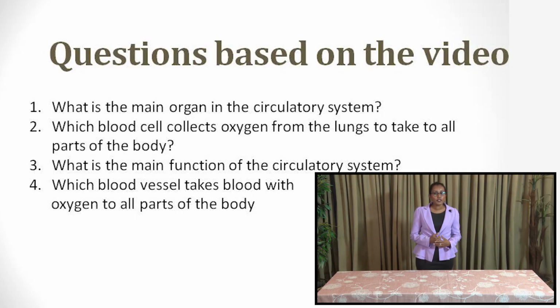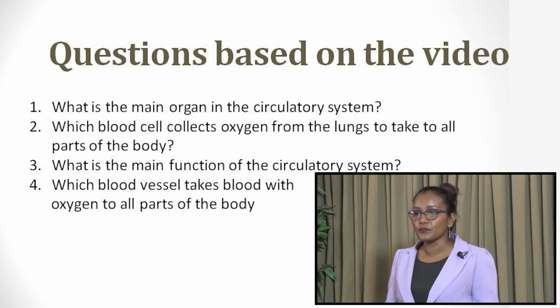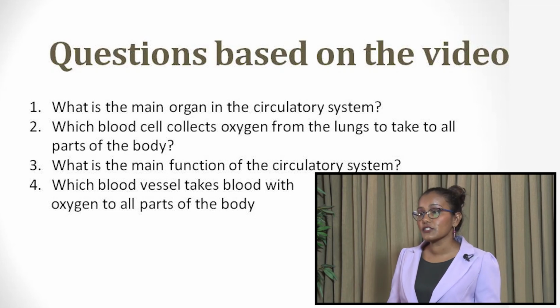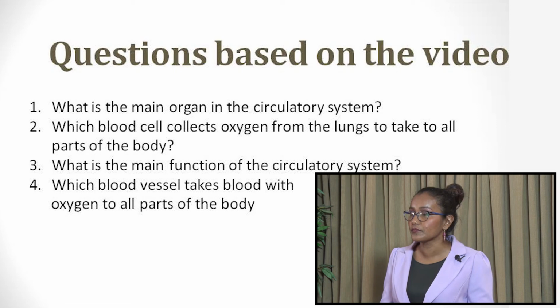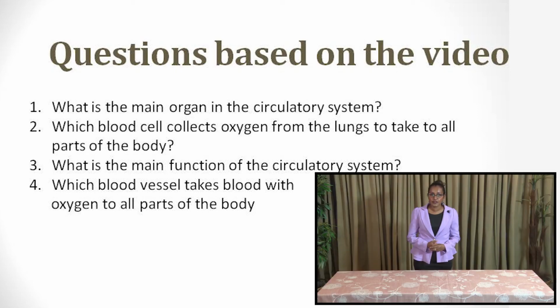Now here are some questions based on the video. Question 1. What is the main organ of the circulatory system? Very good. The main organ of the circulatory system is the heart. Question 2. Which blood cell collects oxygen from the lungs to take to all parts of the body? Very good. Our red blood cells.